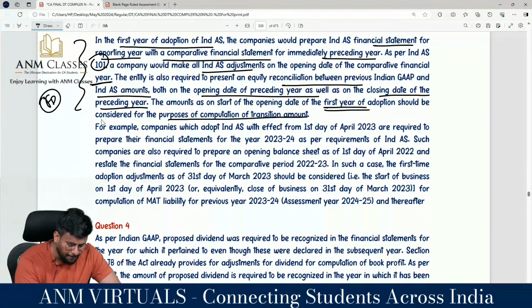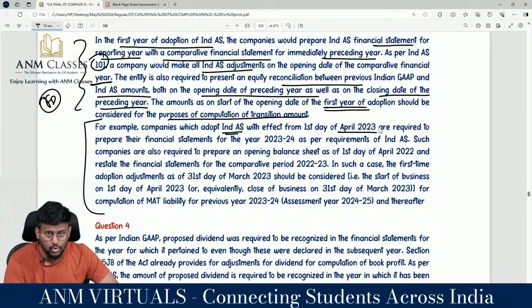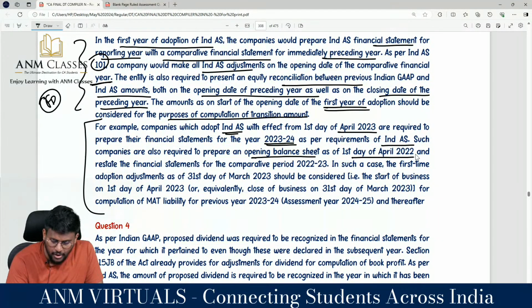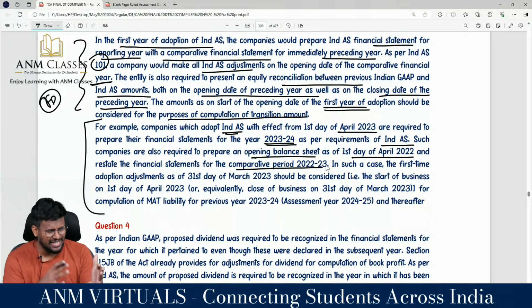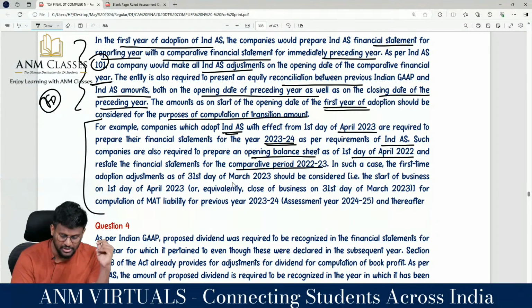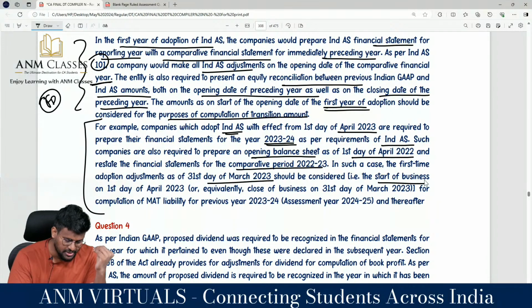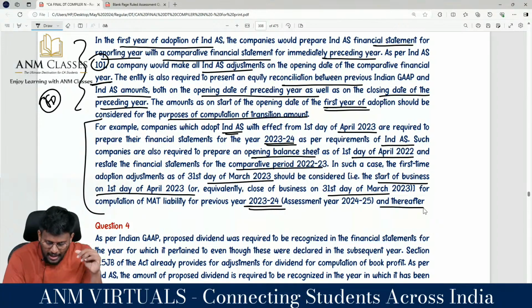For example, a company which adopted Ind AS with effect from 1st day of April 2023, that is financial year 23-24, is required to prepare the financial statement for 23-24 as per the requirements of Ind AS. So the current year they will prepare the financial statement as per Ind AS. Such companies are also required to prepare an opening balance sheet on 1st day of April 2022, that is last year, and restate the financial statement for the comparative period 22-23. If the current year is Ind AS and the last year is not, the users of the financial statement cannot compare. In such a case, the first time adoption adjustment as on 31st day of March 2023 should be considered. That is the start of business on 1st day of April 2023, or equivalently close of business on 31st day of March 2023, for computation of MAT liability for the previous year 23-24 and thereafter.